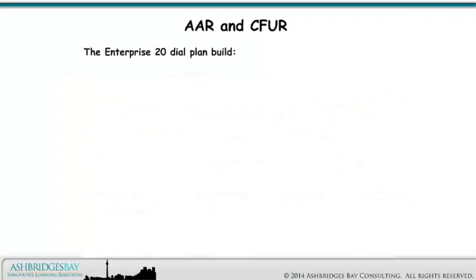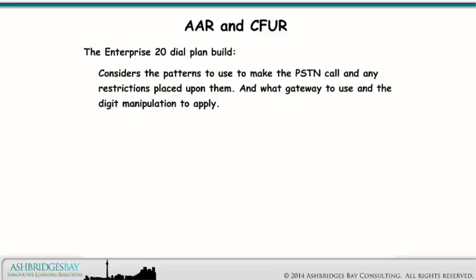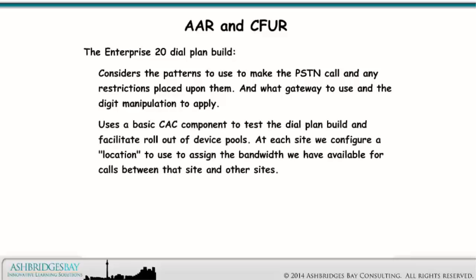The Enterprise 20 dial plan build considers the patterns to use to make the PSTN call and any restrictions placed upon them, and what gateway to use, and the digit manipulation to apply. It uses a basic CAC component to test the dial plan build and facilitate rollout of device pools.